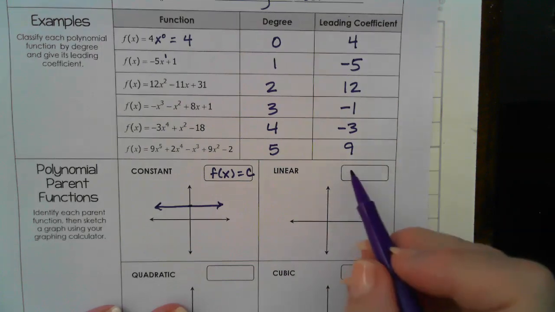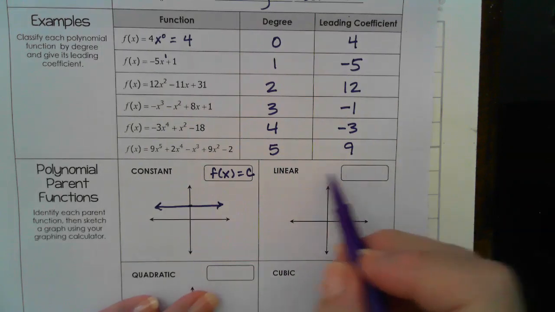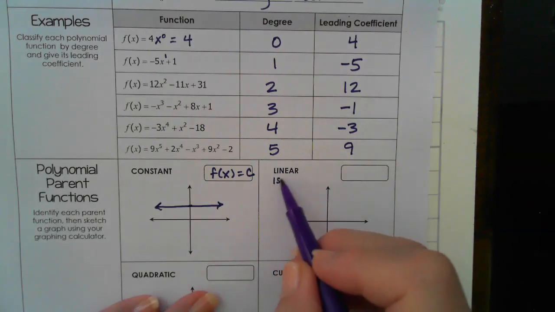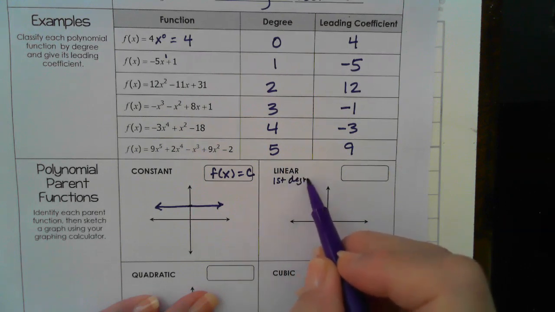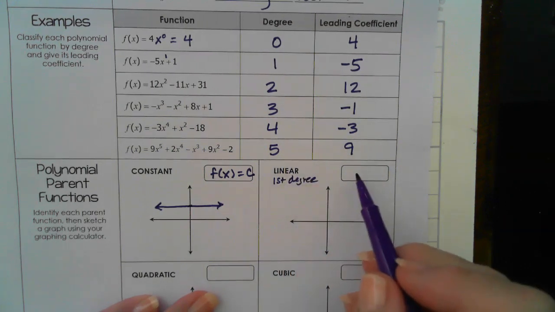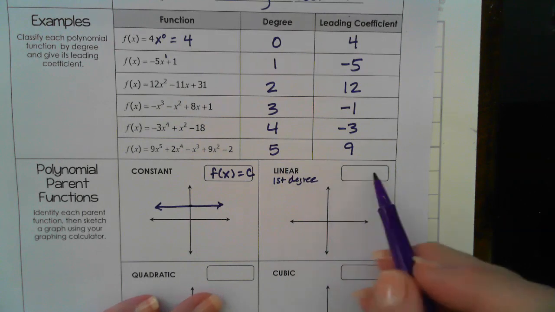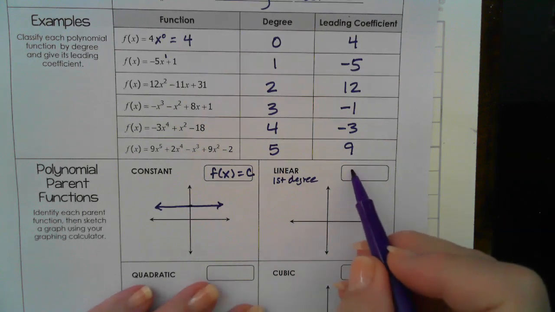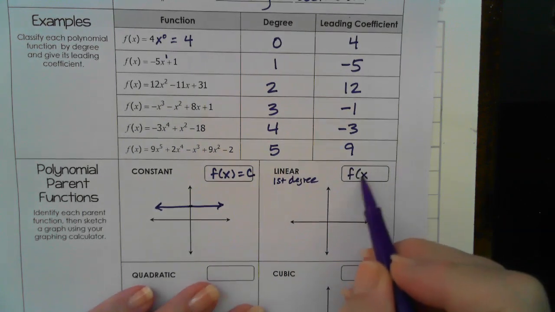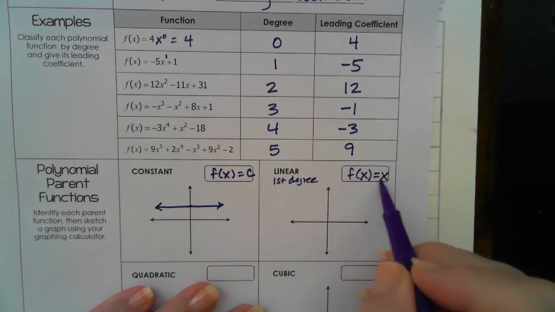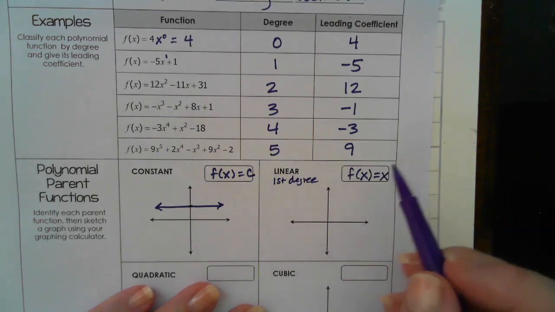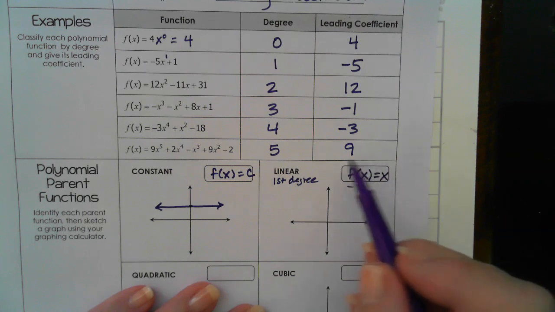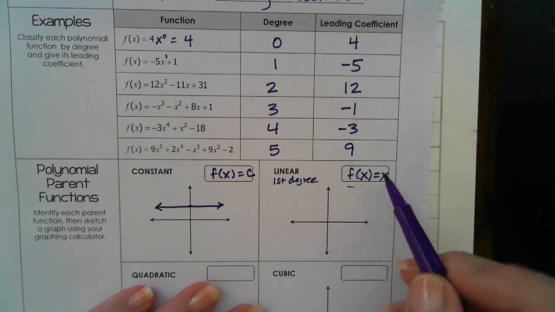A linear function is a first degree. So I could write this as first degree. And I know you were dying to write y equals mx plus b, but that's not what we write here. This is a first degree polynomial. So we just say f of x equals x. There we have the parent function. This is the parent function of all linear equations.